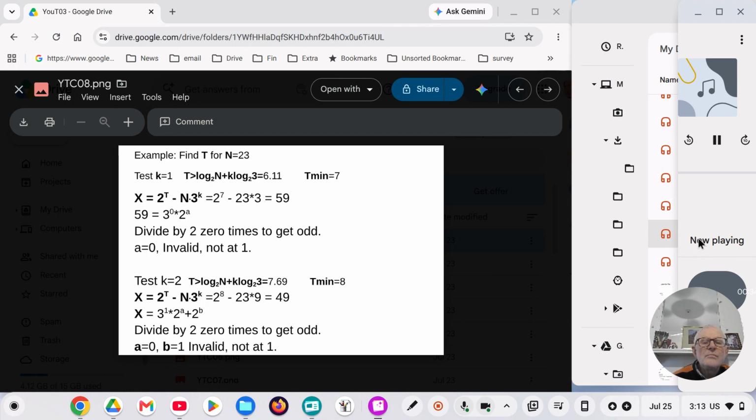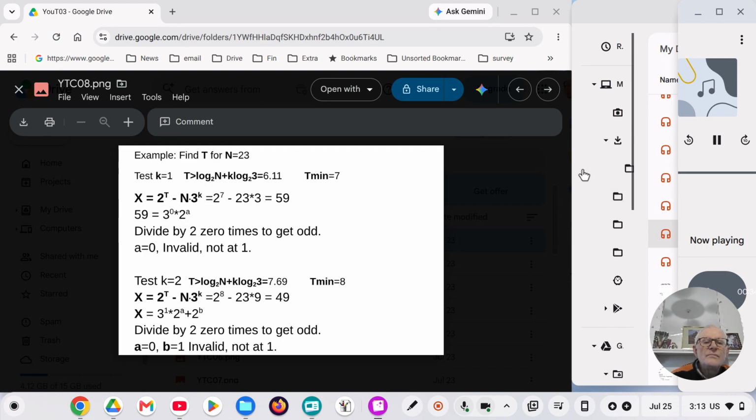Now some of you may be a little bit confused by the method, so I'll take a really low value of n and just go through the process. For example, let n equal 23. First we test k equals 1. We have the formula to work out the minimum value of t. t is greater than 6.11, so t min equals 7. You plug in n equals 23, k equals 1 and t equals 7, and so x equals 59.